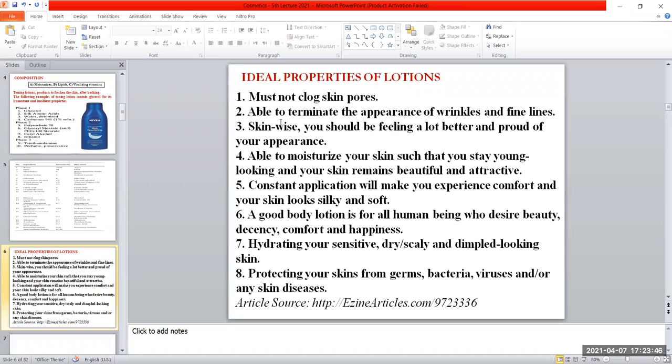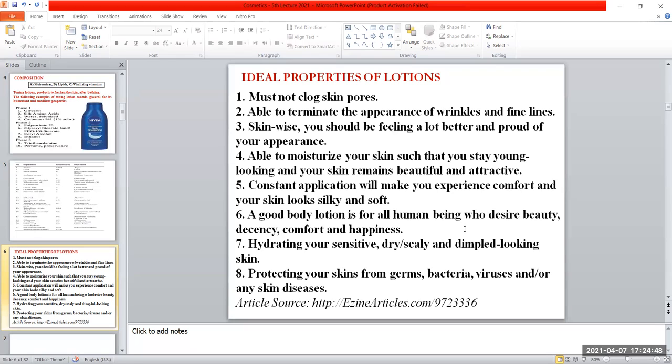Applying lotions, if we look at it skin-wise, makes you feel better. It makes you feel proud of your appearance because you will like the appearance of your skin. You will like the feeling of your skin. A good lotion should be able to moisturize your skin so that you have a young looking appearance and the skin looks beautiful and attractive. As we said, it should maintain and preserve the natural moisture content entrapped in our skin. Constant application of a lotion will make you experience comfort and your skin will look silky and soft. It increases your self confidence, and you look good when the appearance of your skin looks young and silky and soft.